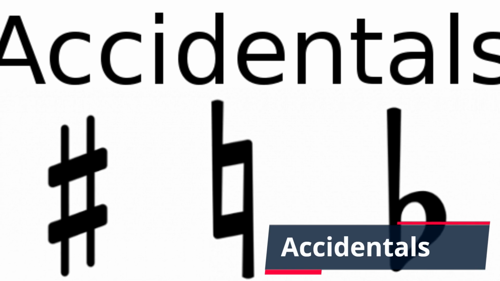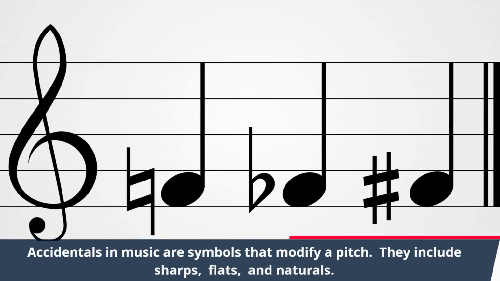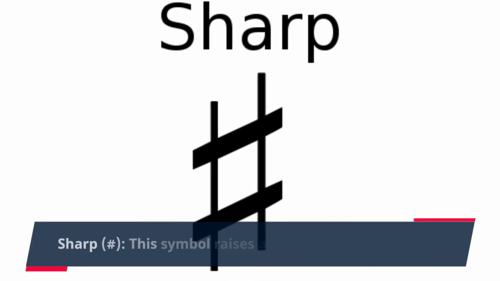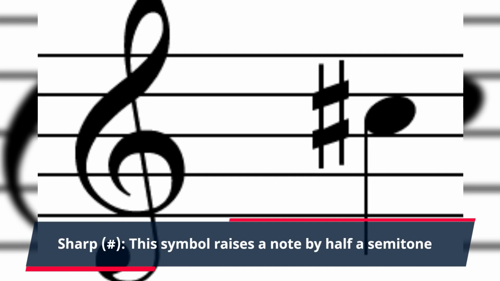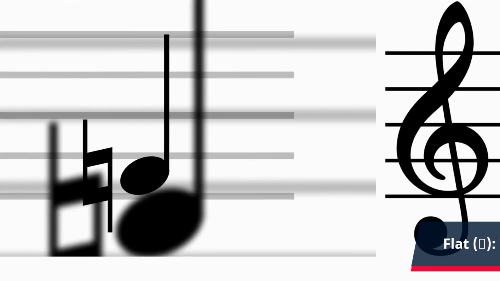Accidentals. Accidentals in music are symbols that modify a pitch. They include sharps, flats, and naturals. Sharp: this symbol raises a note by half a semitone. Flat: this symbol lowers a note by half a semitone.